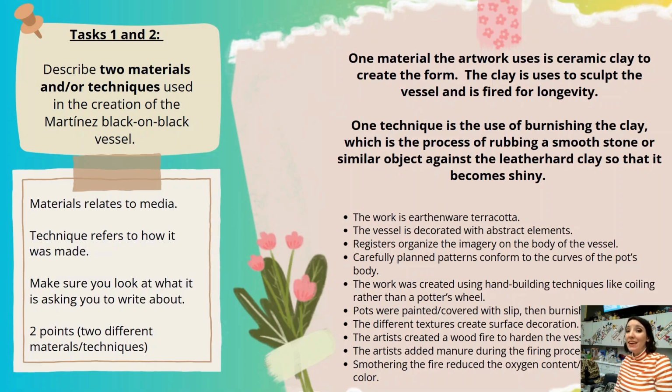So to break down how to answer it, with tasks 1 and 2, in this case, it says to describe 2 materials and/or techniques. Materials means media, right? Technique refers to how it's being made. Those are pretty easy questions when we're looking at a ceramic vessel and it's told us it's a ceramic vessel. But even if it's not, you can still use the picture to help guess how it could be made.